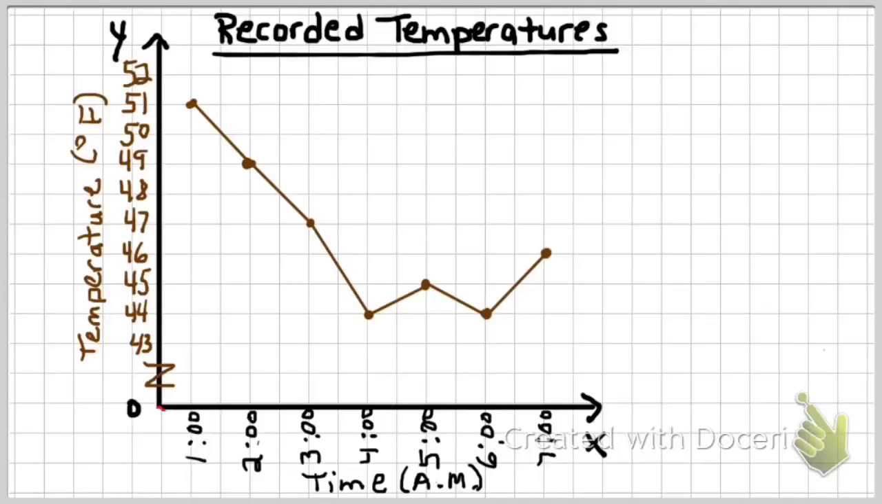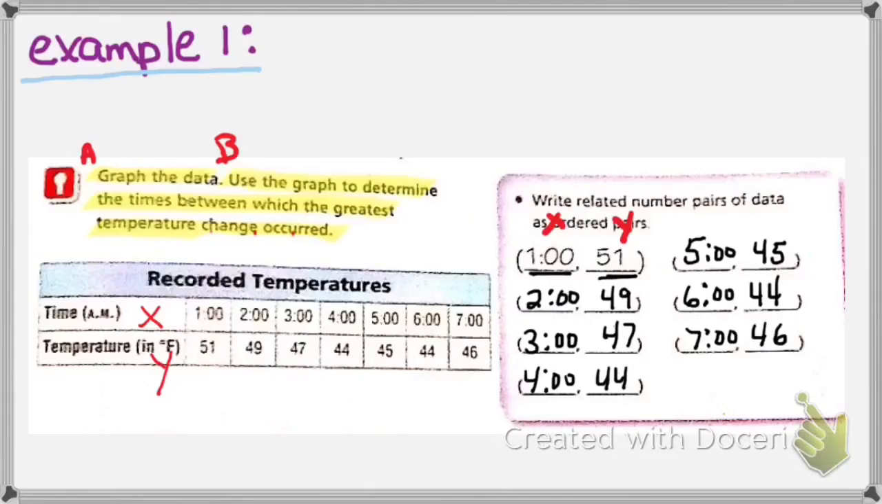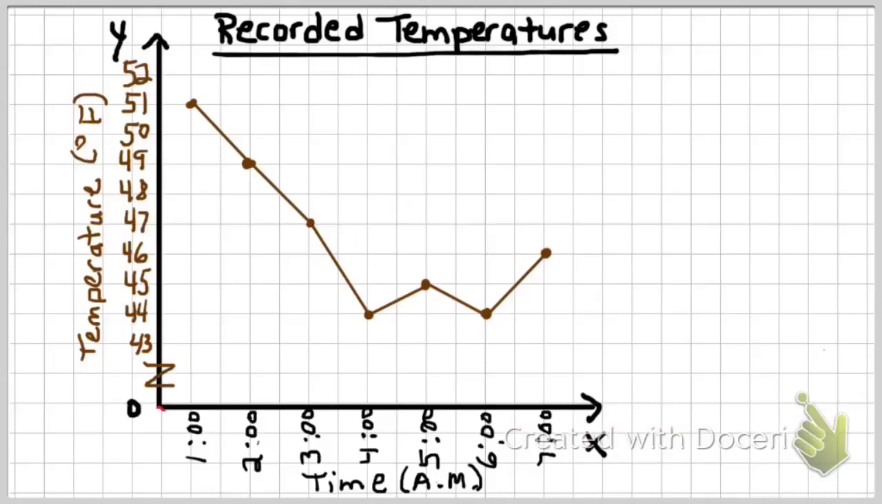So I now have this line graph that I can look at to find some information. And if I go back to my original problem, I completed part A, which is graph the data. So now I'm up to part B, which said use the graph to determine the times between which the greatest temperature change occurred. So I need to find the times between which the greatest temperature change occurred. And that is what a line graph does. It shows you changes in something. In this case, it would be changes in temperatures over time.